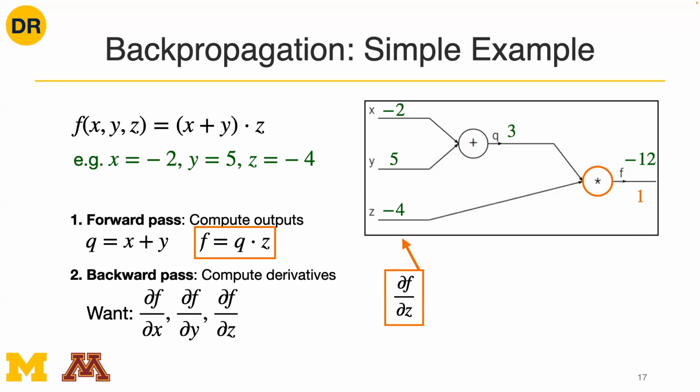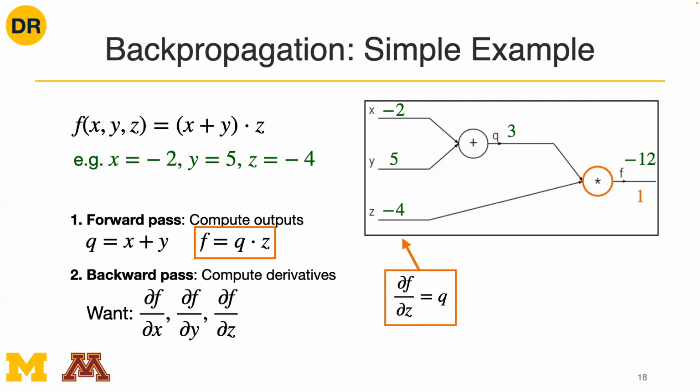So to do that, we can first note that the output value of the function f is equal to some value q, that intermediate value, multiplied by z. If you recall from calculus, the partial derivative of this expression with respect to z is just going to be the value that is currently residing in q. That's just like the definition of a derivative for this multiplication operation. So we can say that df/dz is equal to q.